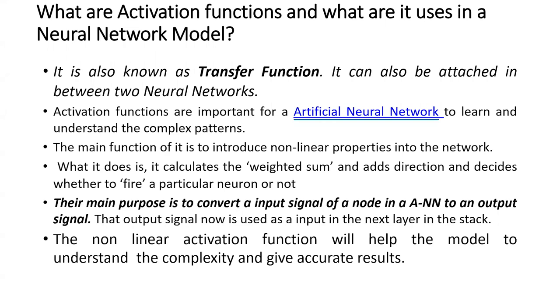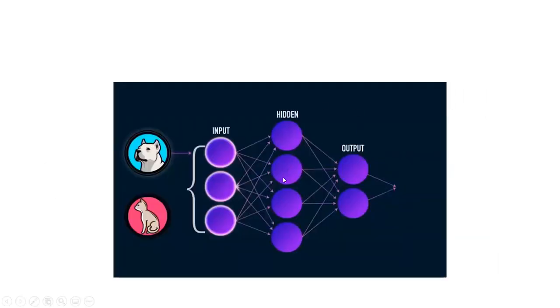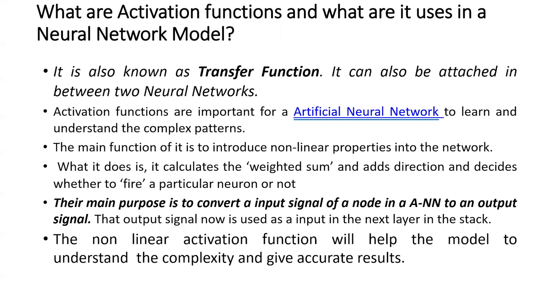And it can also be attached in between two neural networks. Each of these neural networks is attached to each other. This is why it is also called a transfer function, because it actually transfers electrical impulses or signals from one neuron to the other. Activation functions are important for an artificial neural network to learn and understand complex patterns. These activation functions help the neuron learn individual signals, and complex patterns are broken down into different parts, and each of these neurons is part of a larger set of the nervous system.